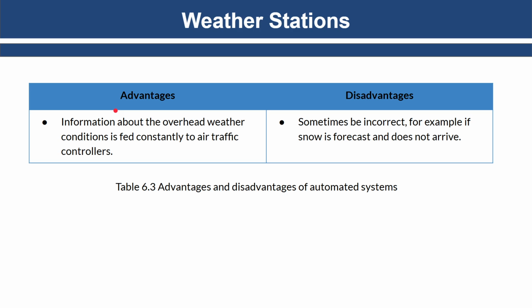So what are the advantage and disadvantage? Information about the overhead weather conditions is fed constantly to air traffic controllers, because air traffic controllers need to know the weather conditions at every time so that they know how to direct the airplanes. So this information is always needed at time intervals. The disadvantage is that the forecast can sometimes be incorrect, for example, if snow is forecast and does not arrive.